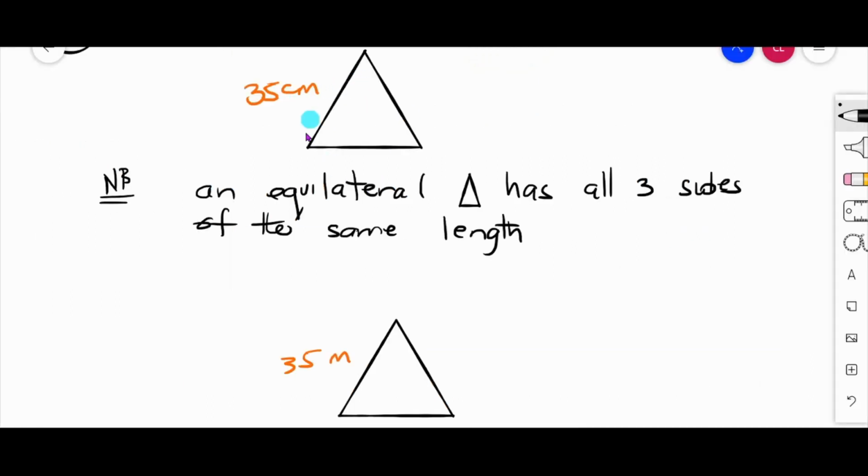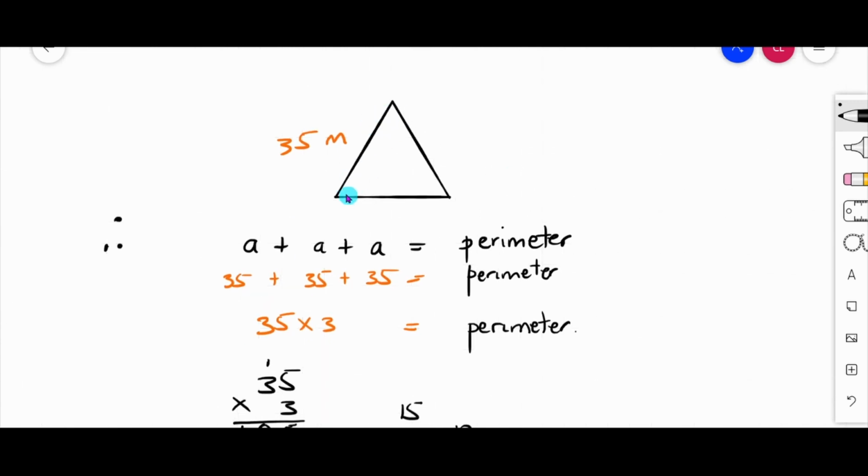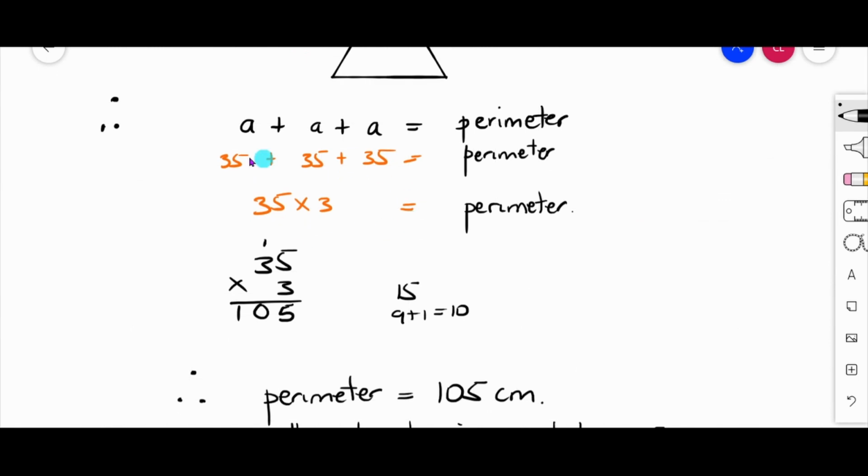So here we have our diagram, which represents the scenario given to us. We have 35 centimeters. An equilateral triangle has all 3 sides of the same length. All right. So if this side is 35, then this one should be 35, and this one should be 35 as well. Therefore, a plus a plus a should be equal to the perimeter. So that would be 35 plus 35 plus 35 should be equal to the perimeter. Or we could rewrite this section as 35 times 3. That should be equal to the perimeter.